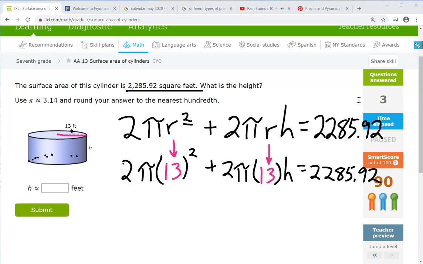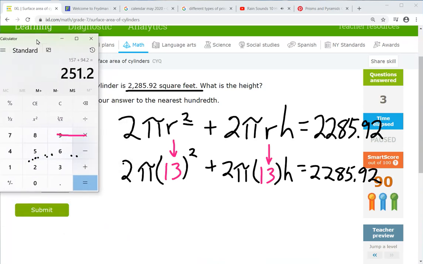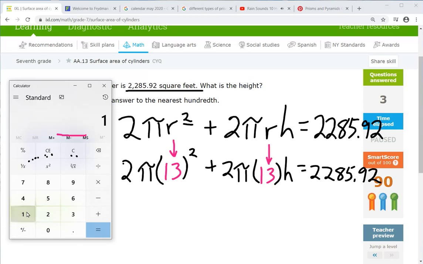Right? So you know what? Let's work that out. We'll do it step by step. So we have 13, but then this exponent is telling us to multiply the 13 with itself. So we'll do times another 13, times 2, times pi here, which is 3.14. So we get 1061.32.